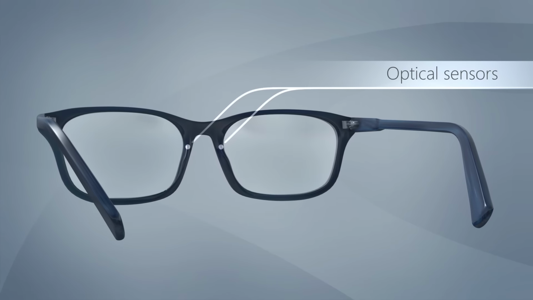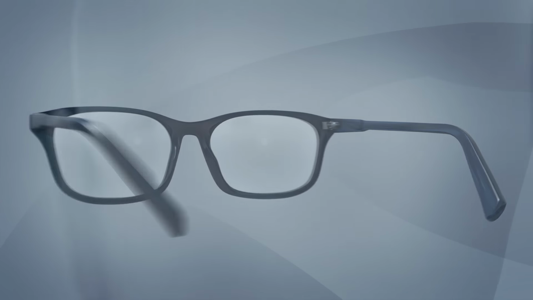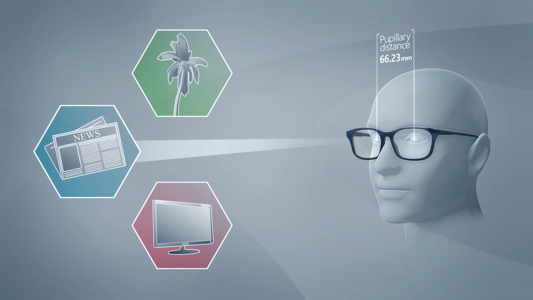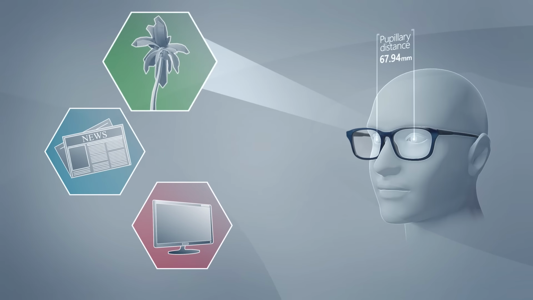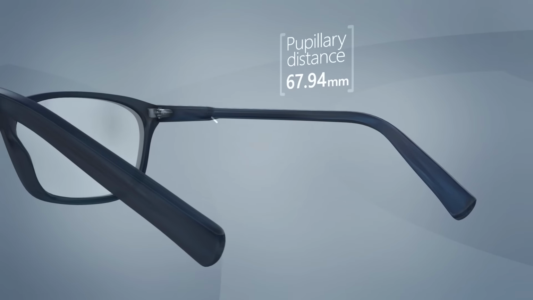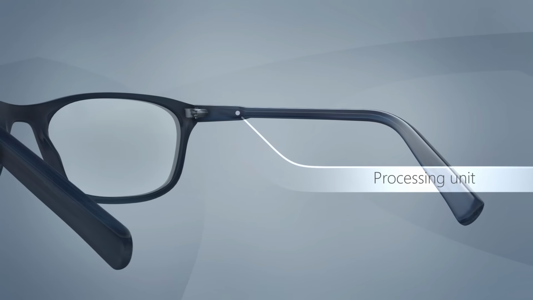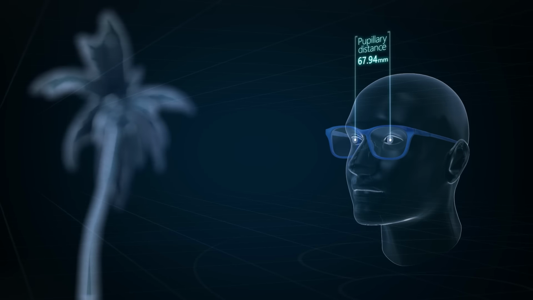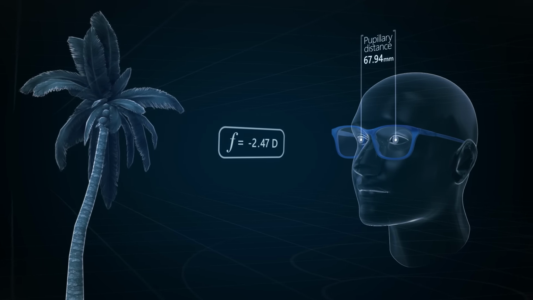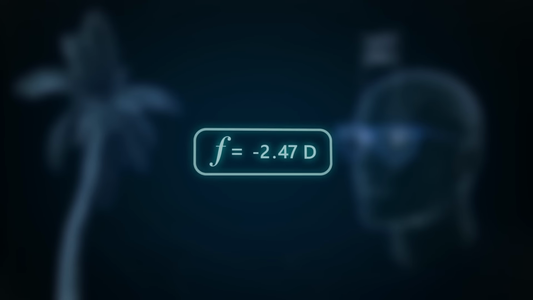Two hidden optical sensors on the glasses frame constantly analyze the eye's pupillary distance, which changes whenever we try to focus on a different depth in our field of vision. The output is sent to a processing unit that calculates the exact distance the wearer is trying to focus on and determines the optical compensation needed to produce sharp vision at that point.